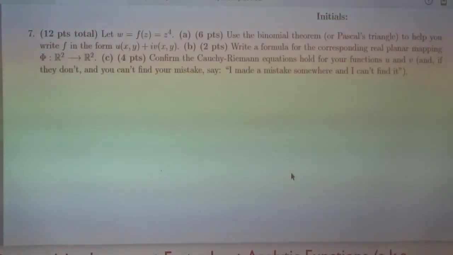Here we were taking z to the 4th and expanding it in real and imaginary parts, writing a formula for the corresponding real planar mapping. Once you've done part A, part B is supposed to be easy.